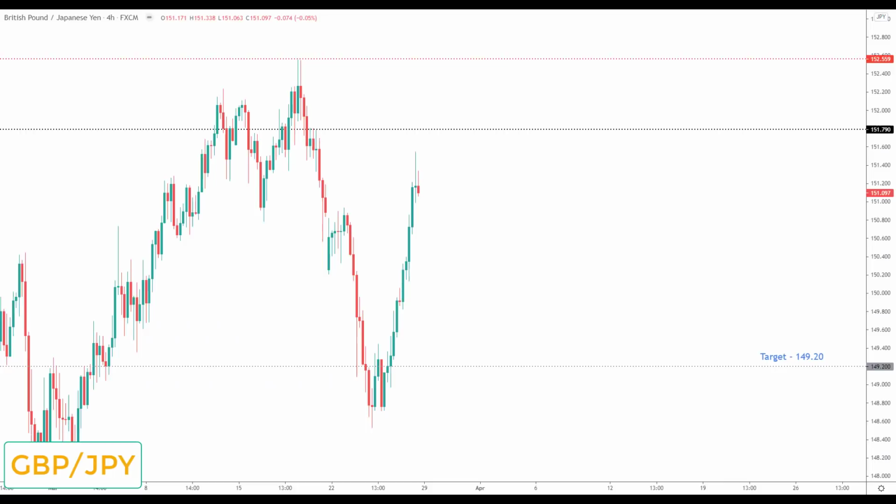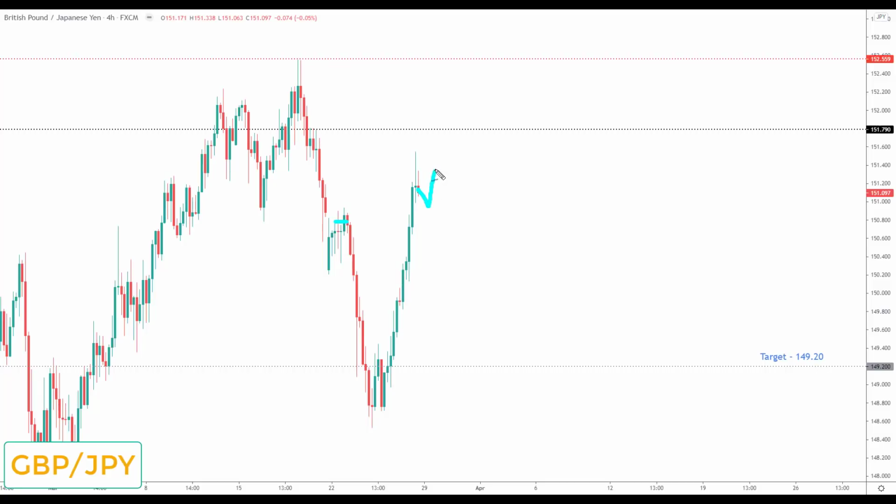Next is Pound Yen. Now, last week we were looking for declines into the 149.20, and we started the week here and we sold off right into the target set last week and we bounced. Now, in the same way that Euro Yen did this, we bounced and we closed the week right back where we started the week. So the target remains the same for this week. We are looking for the 149.20 again.